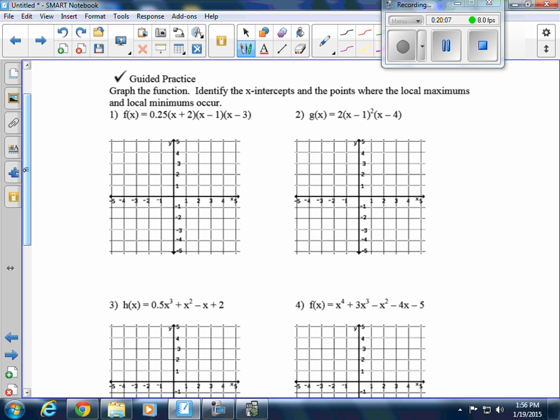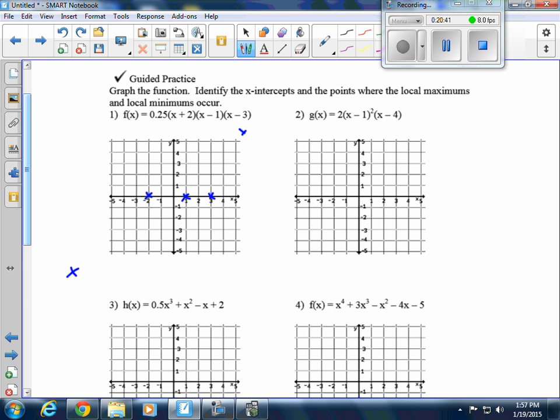So first of all, I know that this has 3 zeros. My factor is x plus 2, so I know that negative 2 is a 0. It is odd, so it's going to cross. 1 is a 0. It's going to cross. And 3 is a 0. It's going to cross there. I know that it's odd and that it's positive, so my end behaviors are going to be there and there. So now all you have to do is put in some points.